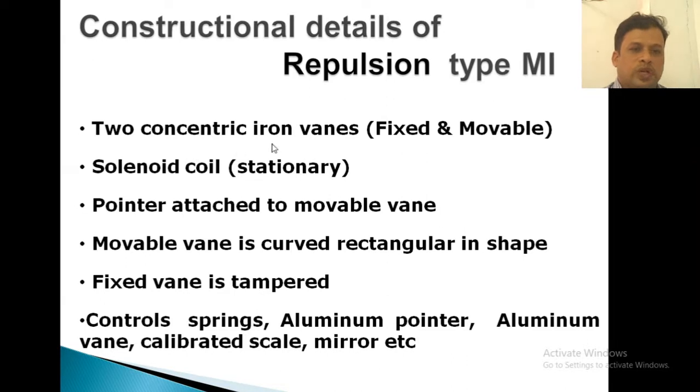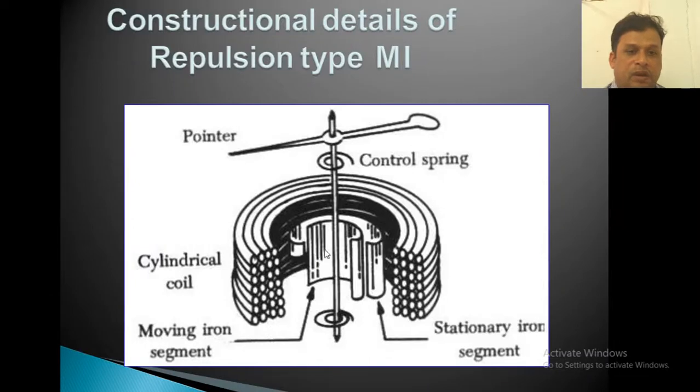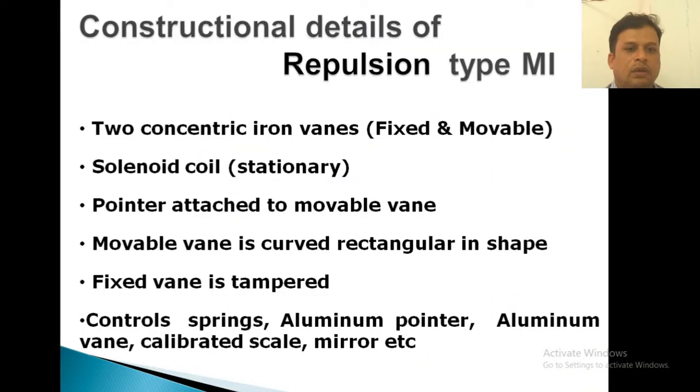So there are two concentric iron vanes, fixed and movable, and a solenoid coil, which is stationary. The pointer is attached to the movable vane, and the movable vane is curved rectangular in shape, as you can see here. The fixed vane is tapered. Control springs, aluminium pointer, aluminium vane, calibrated scale, mirror, etc. are the parts of this particular MI instrument.